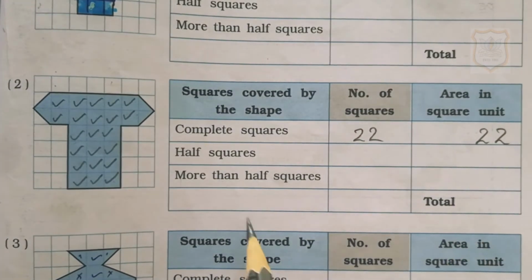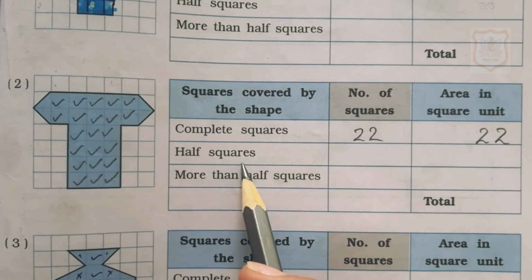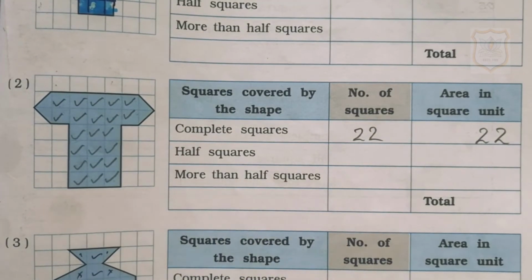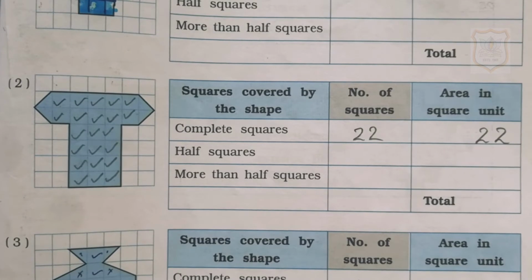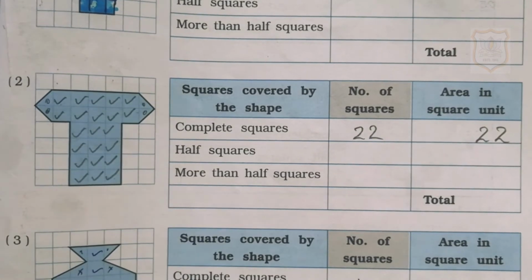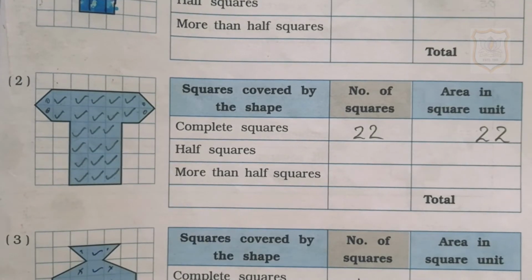Now we have to find out how many half squares are there. We will put a dot over half squares. So in this way we will put a dot on half squares.